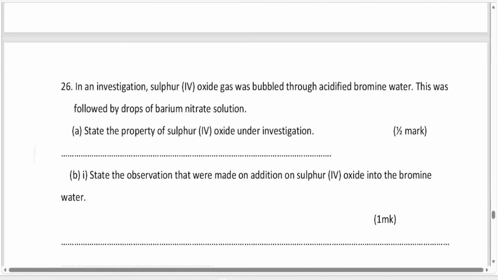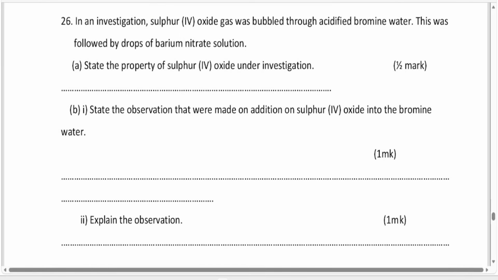Moving to the next question, question number 26. In an experiment or investigation, sulfur oxide gas was bubbled through acidified bromine water. This was followed by drops of barium nitrate solution. State the property of sulfur oxide under investigation.